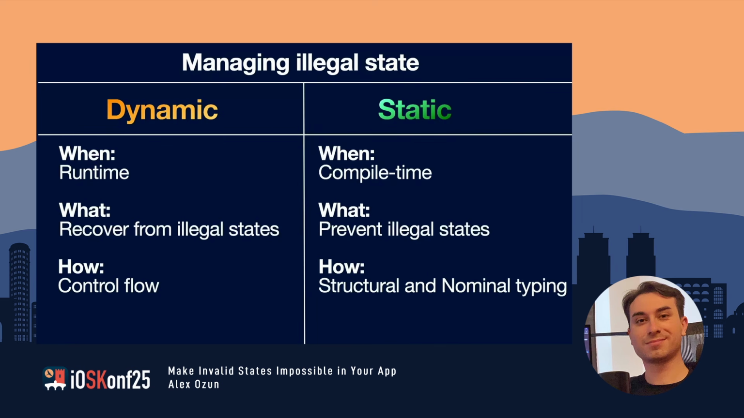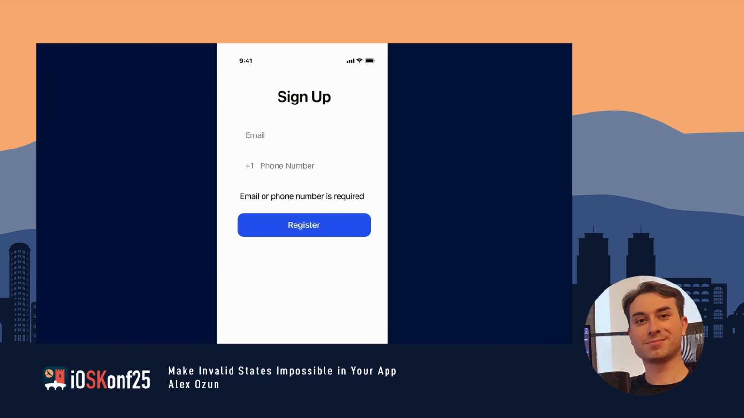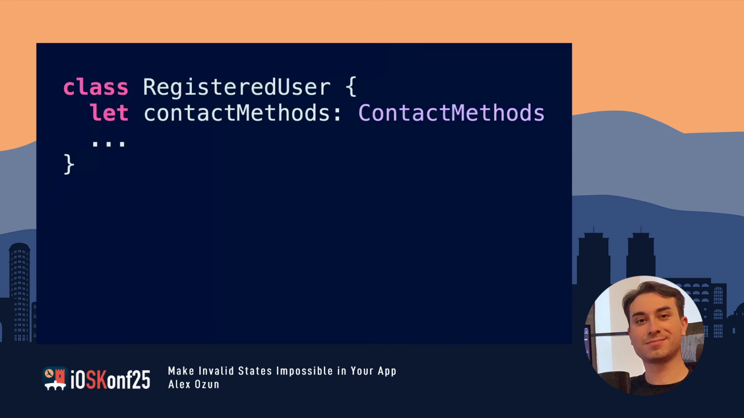I like to explain things through examples, so let's jump right into the first example. We will look at the forgotten password recovery flow. Suppose we're building an app that has a registration form, and this registration form requires a user to provide at least one contact method, either an email or a phone number, or both. But one contact method must be provided. This screen handles all the input validation. It makes sure the user has provided input. Once the user is registered, we expect every registered user to have a contact method.